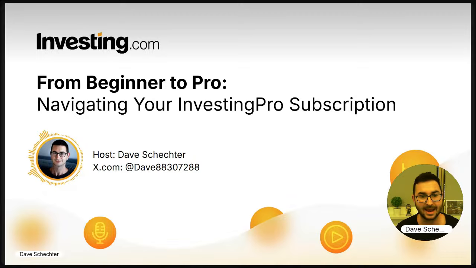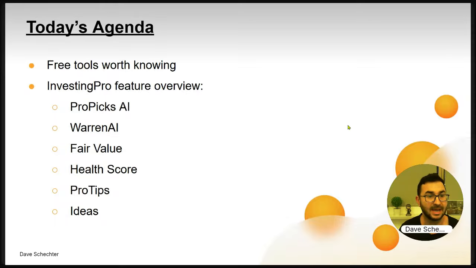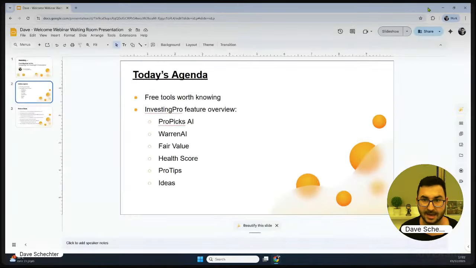So we're going to go ahead and get started. On today's agenda, we have some free tools worth knowing. And then directly after that, we're going to explore the Investing Pro features, namely ProPicks AI, Warren AI, Fair Value, Health Score, ProTips, and ideas. So without further ado, let's go ahead and get started.